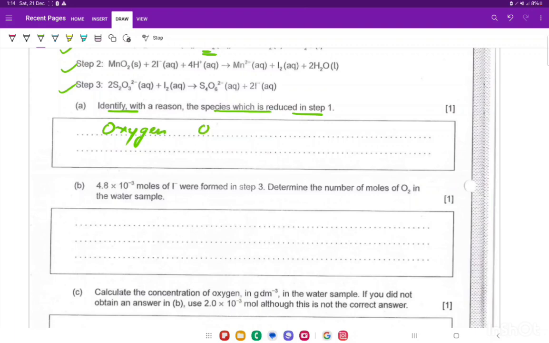Since the oxidation state changes from 0 to -2, therefore it is a reduction.